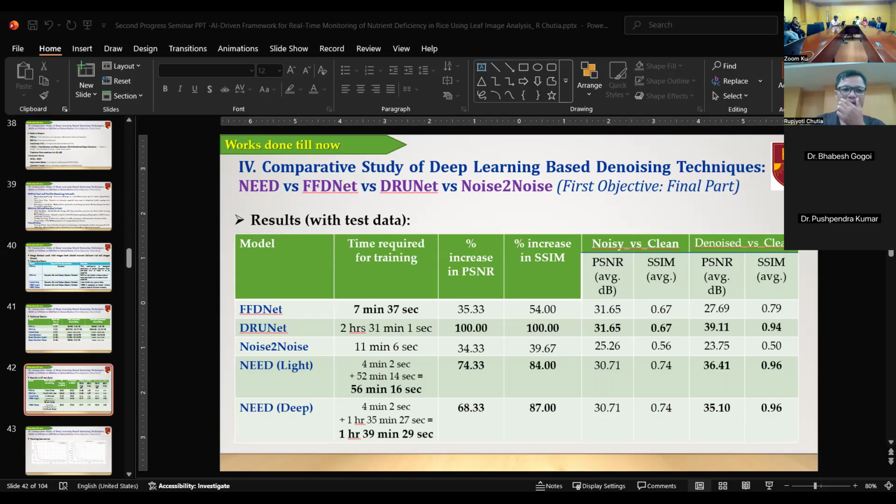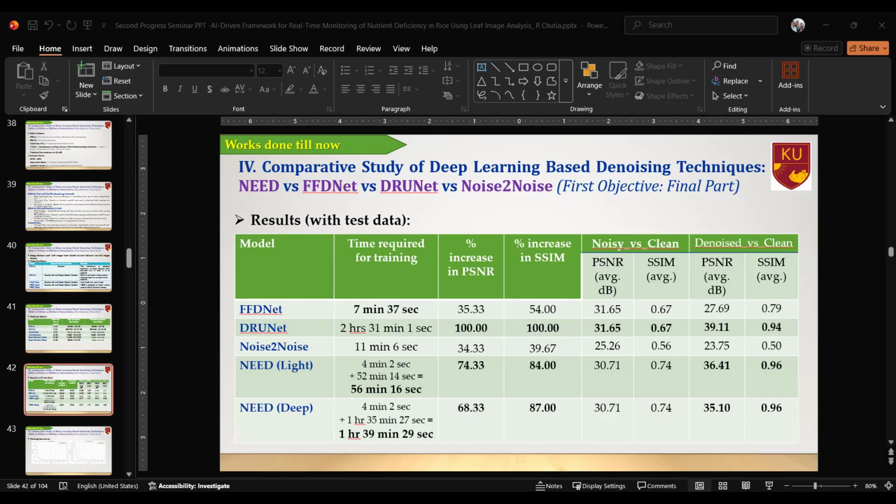So this is the training loss curves. The first one is for FFDNet, second is for the dual U-Net model. Then this is the Noise2Noise model, and the second one is the noise estimator model. The training loss graphs for NEED light model and NEED deep model. So these are the denoised images from each model. The first two images are with the FFDNet model.